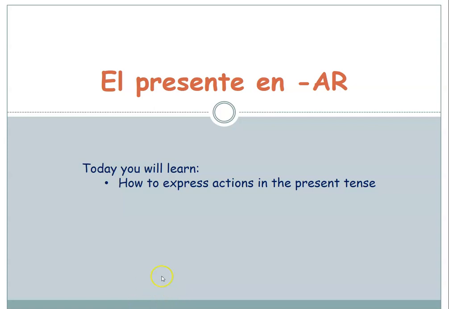Hola, estudiantes. Vamos a aprender el presente en AR. So today we will learn how to express actions in the present tense, and we're going to really focus on AR verbs.